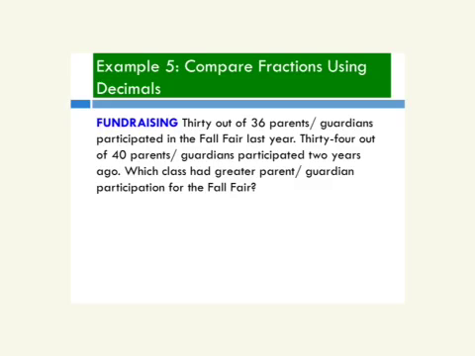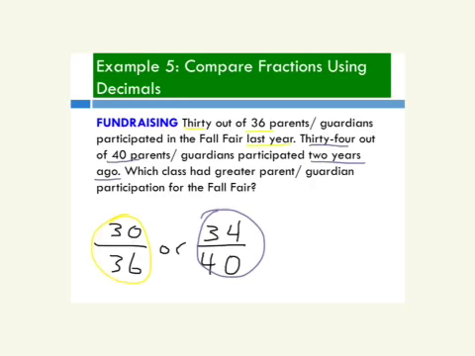Okay, so in example 5, we're going to compare fractions again using decimals. So this one's about fundraising. 30 out of 36 parents or guardians participated in the fall fair last year. 34 out of 40 parents or guardians participated 2 years ago. So which 7th grade class had a greater parent-guardian participation for the fall fair?